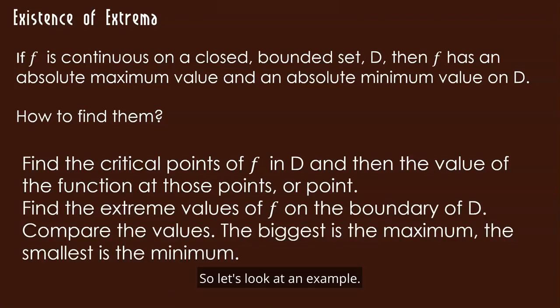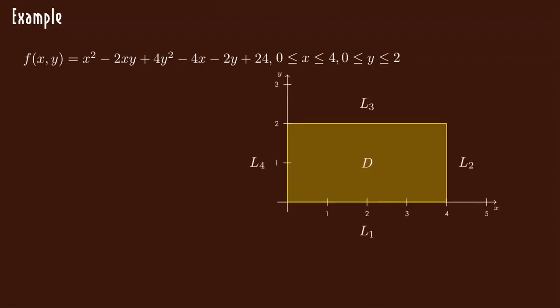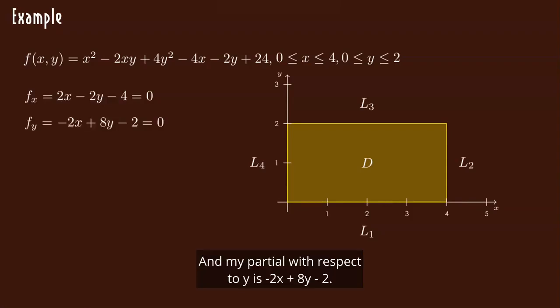So let's look at an example. Suppose I have this function, and my region is x is between 0 and 4, and y is between 0 and 2. So it looks something like this. I'm going to first look for critical points. So my partial with respect to x is 2x minus 2y minus 4 equals 0. And my partial with respect to y is negative 2x plus 8y minus 2.